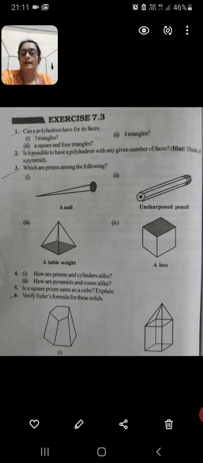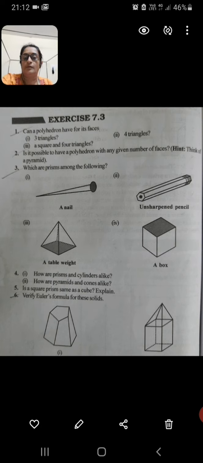triangular pyramid. Next, a square and 4 triangles. So if you take a square at the base and 4 triangles upside, it will be again a pyramid. So you can make a polyhedron using 4 triangles and a square and 4 triangles, not with 3 triangles. Next, is it possible to have a polyhedron with given numbers of faces? So yes, if there are more than 4 faces, we can make a polyhedron, not below. With 1 face, 2 faces, 3 faces, we can't make a polyhedron. At least we need 4 faces to make any polyhedron.